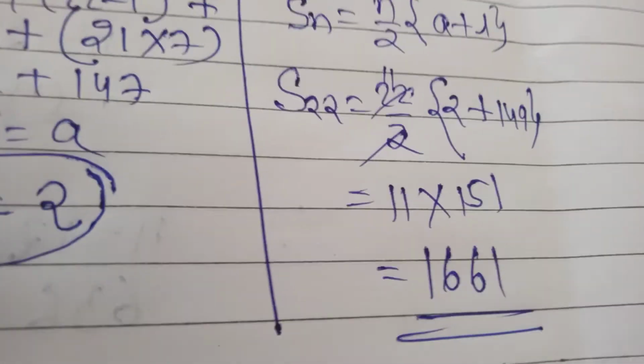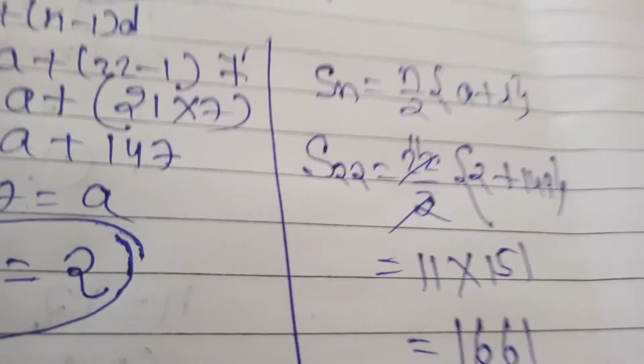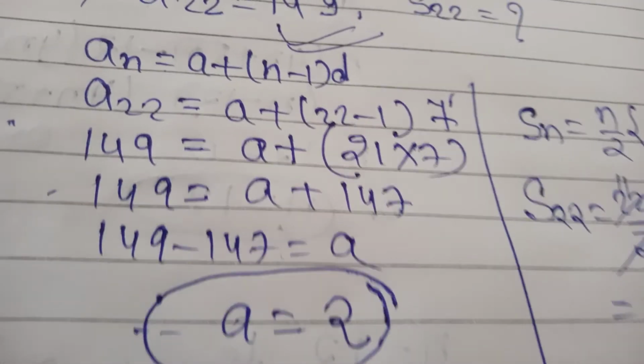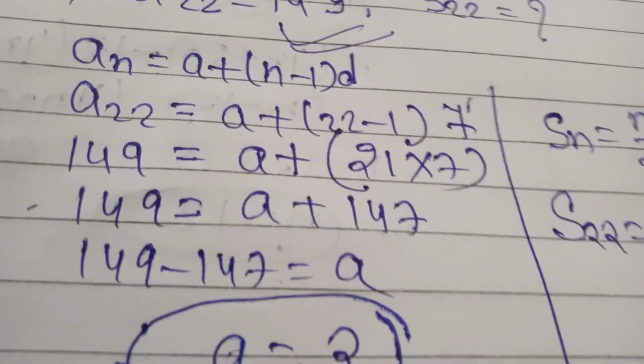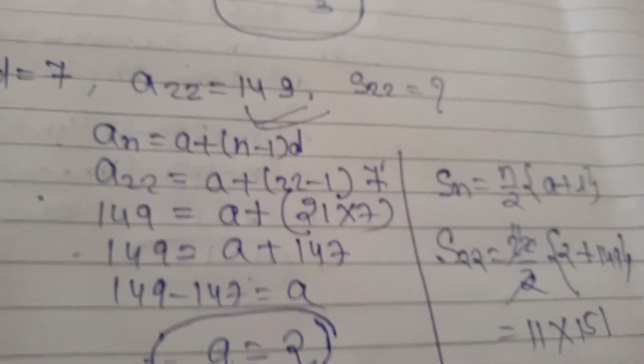So in this way you have to solve the remaining questions also, and ask for the doubts. But try to solve the question. Don't ask for the full question, at least go for the steps, and at that time you can ask your doubts. Clear?